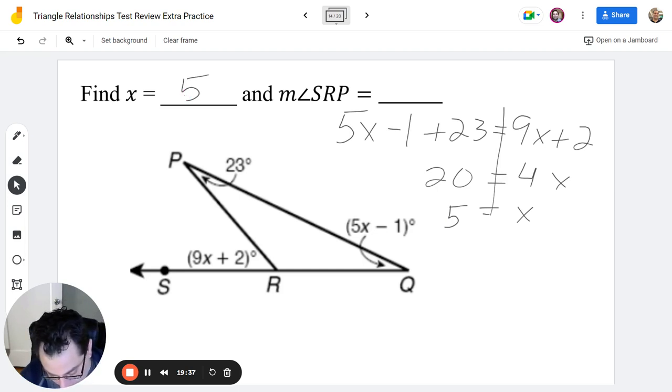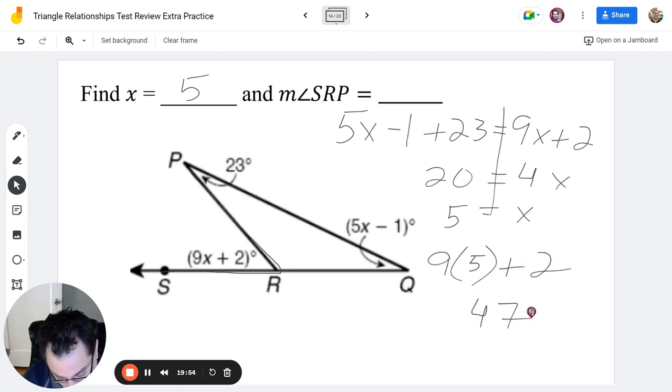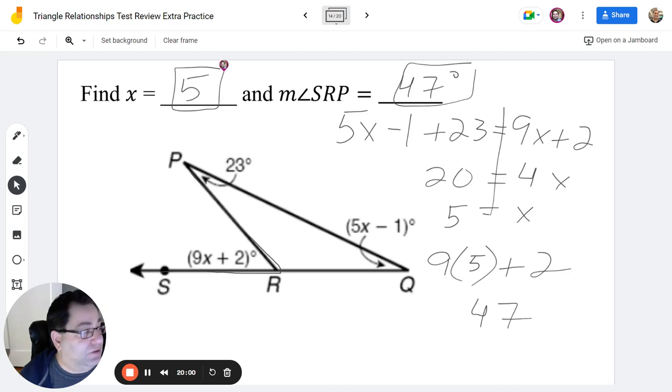So SRP right here. And we just plug x into 9x plus 2. So 9 times 5 plus 2. So 9 times 5 is 45. 45 plus 2 is 47. And we can just pop that there. And we have our two answers. Question number 15.